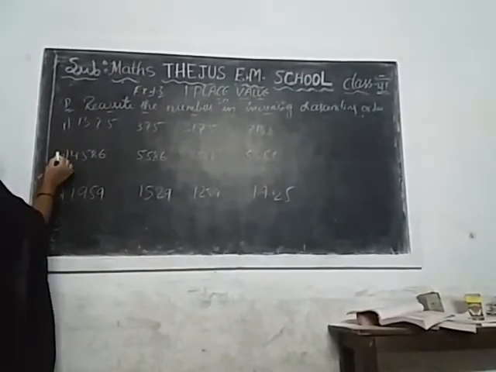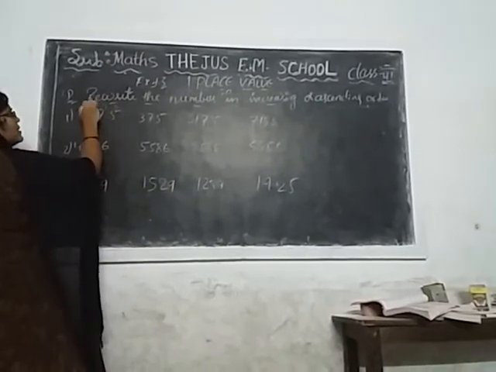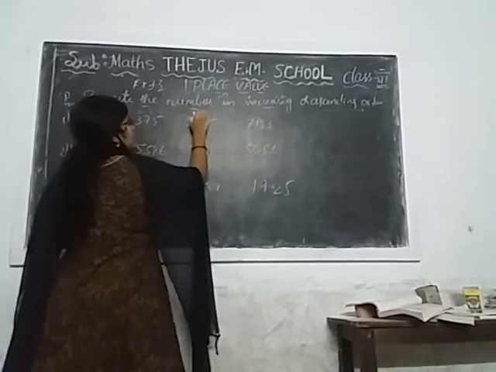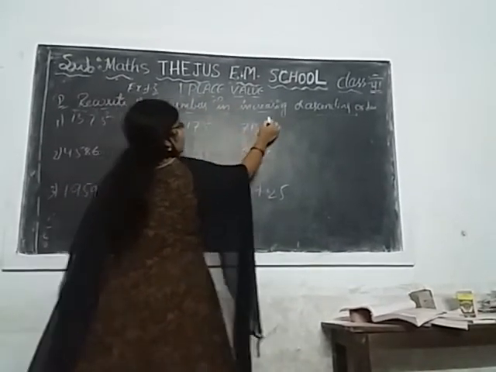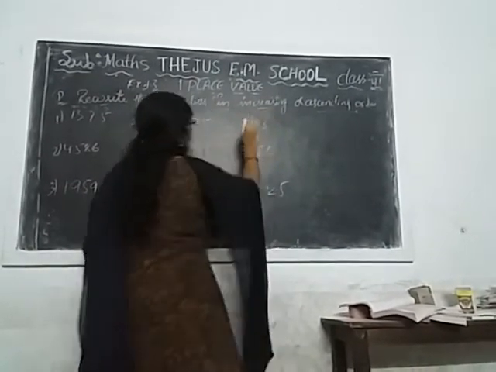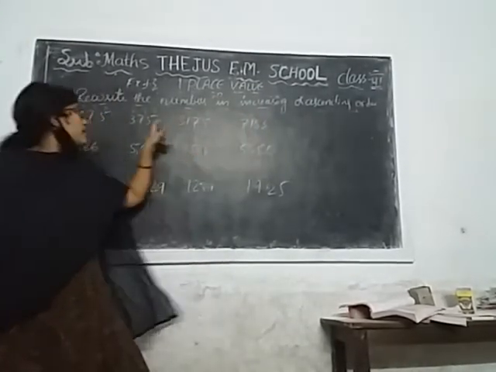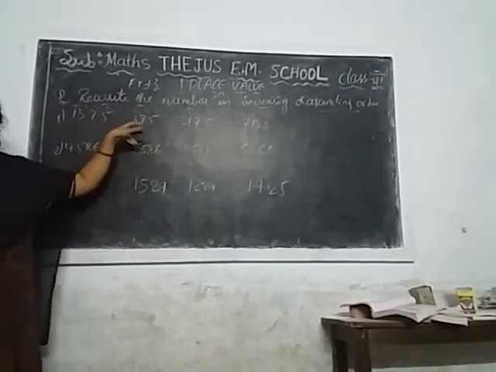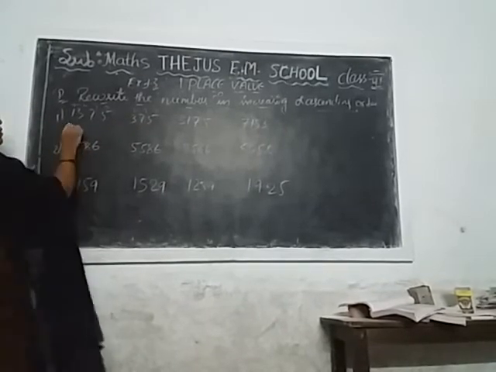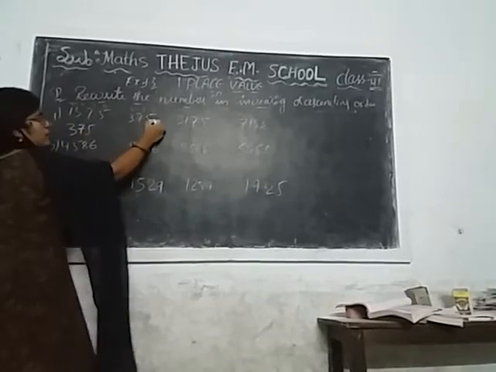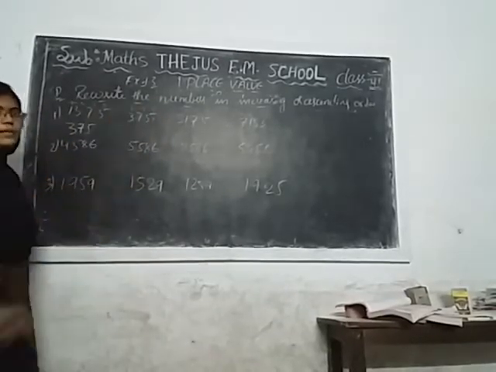Okay, here we have to write the small number to big number. First see. Ones, tens, hundreds, thousands. Here observe one thing, children. Thousands, thousands, thousands. This is the only 100. Okay, 100 is the small number, right? So 375. This one I have written.